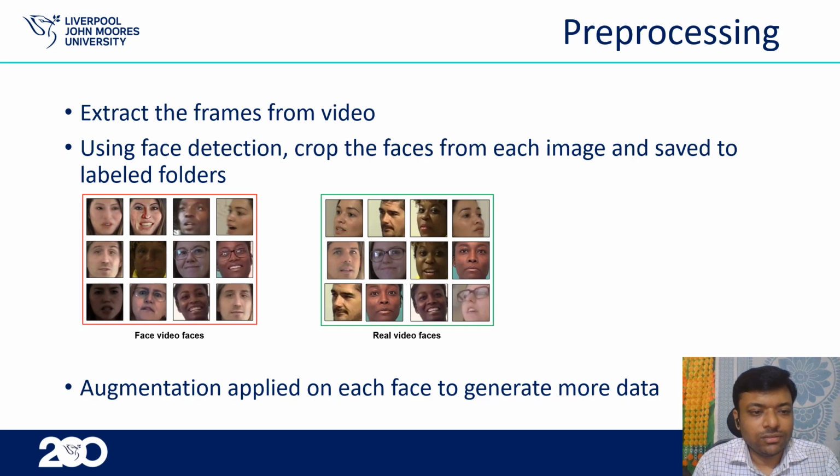So whatever video we feed to our pipeline, it will extract the frames, a stack of images. Later on, we take the faces in each frame, crop the faces, and then save them to a labeled folder like fake or real videos. Augmentation is applied on each face to generate more data.